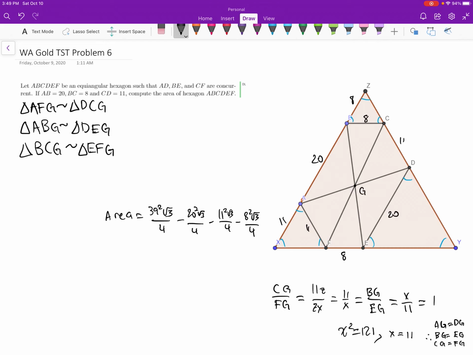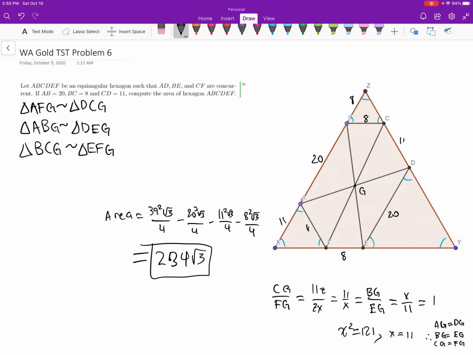And the reason this is the case is because the 39 squared root 3 over 4 is just going to be the big equilateral triangle XYZ. The 20 squared is going to be the equilateral triangle, so I think 20 here, 11 is going to be here, and 8 is going to be here. So you can be confident that this is the answer. And I'll save you the computation, 234 root 3. And this is the answer to the problem.